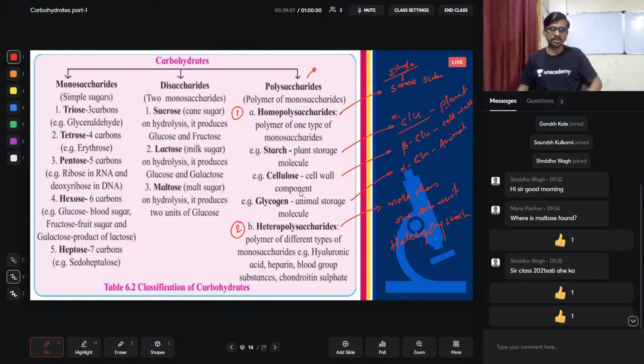So let's see heteropolysaccharides. So here are a few examples. Hyaluronic acid, I will definitely explain where it is and how it is made up of. The heparin, blood groups, and the chondroitin sulfate. So these are the few heteropolysaccharides. These are very hot molecules, because there is always one question in each and every examination of CET on this basis of the heteropolysaccharide. Okay, so we are going to discuss about this also here only.